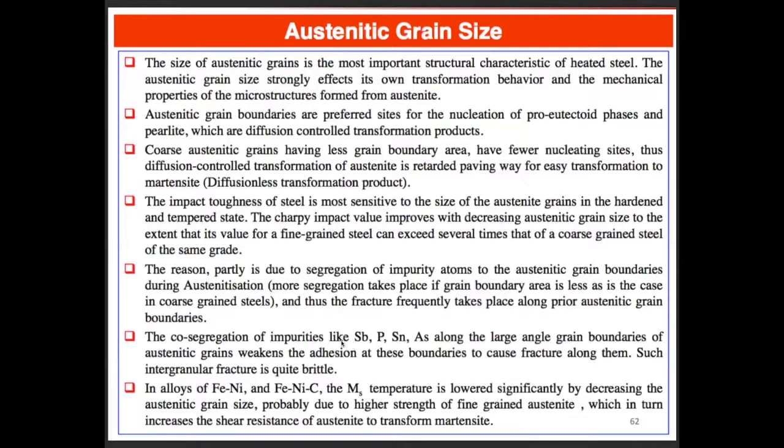But there are some impurities, right? Tin, phosphorus, lead also, that's not listed here, but will segregate to the prior austenite grain boundaries and weaken adhesion, right? So that this intragranular fracture becomes quite brittle.